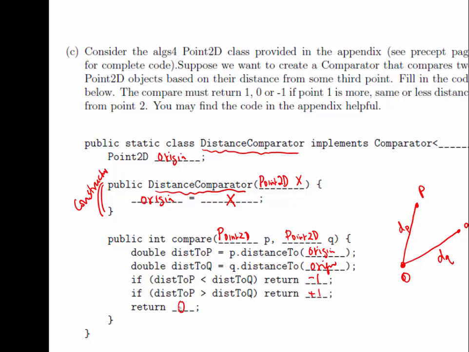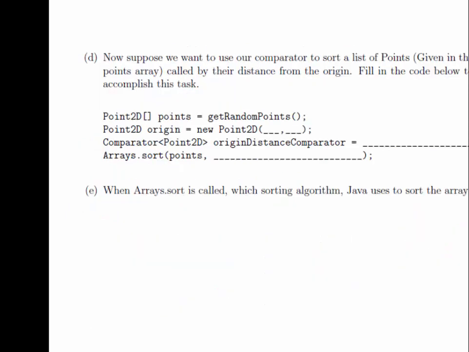Now keep in mind that this Comparator can be used to sort the points in increasing order from another point. Clearly, I could change these to +1, -1, and 0 and reverse that. So I can have a ReverseDistanceComparator which will compare in the reverse order. Now, the parameter I want to send to the Comparator is a Point2D.